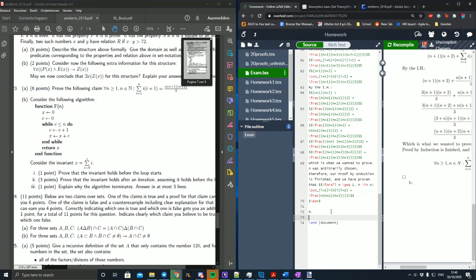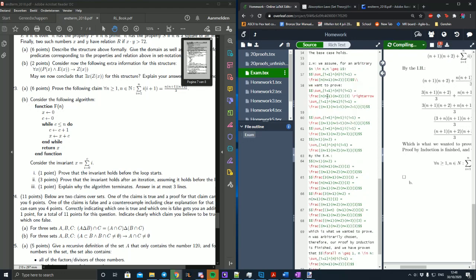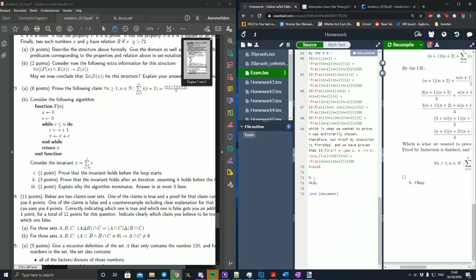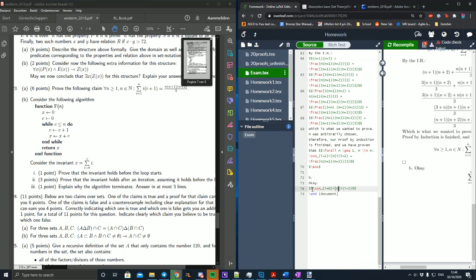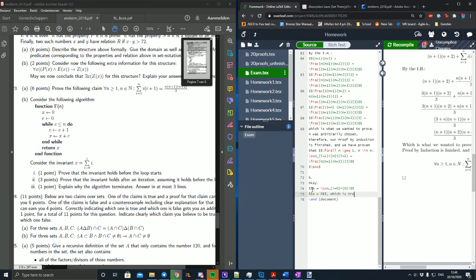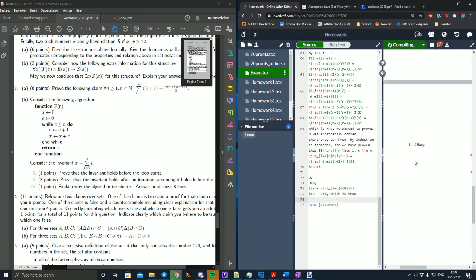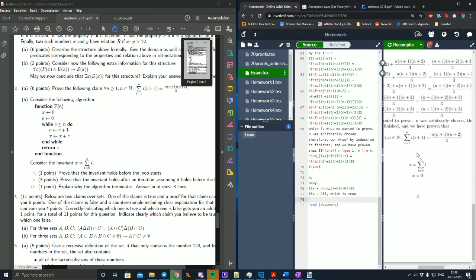B. Prove that the invariant holds before the loop starts. Let me yoink this summation real quick, because I can't be bothered to type it out again. So we have the summation of I from 0 to 0 of I, and we can say that is equal to x. So x is, and therefore we can say x equals 0, which is true. That is because if you do a summation from I 0 to 0, you don't really do anything. This is B1.